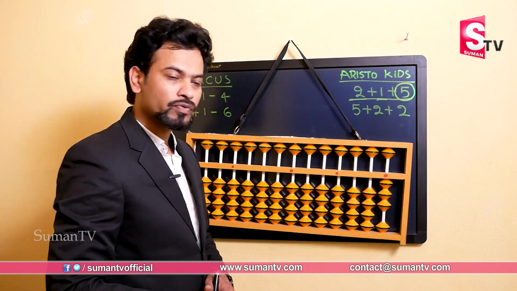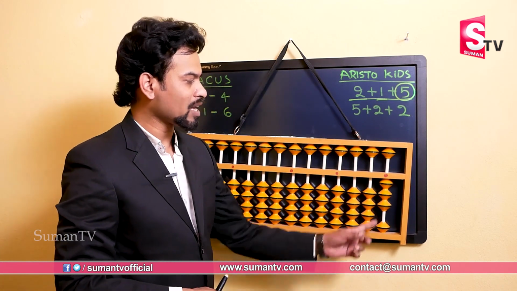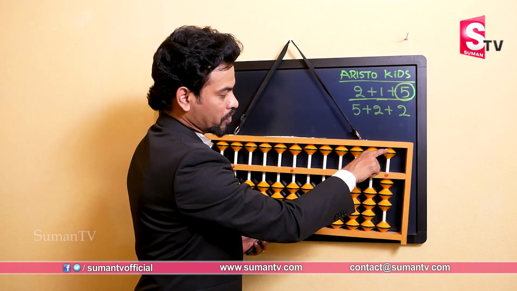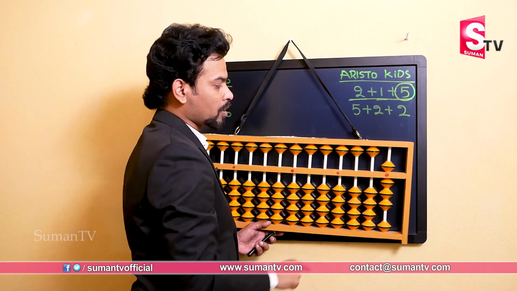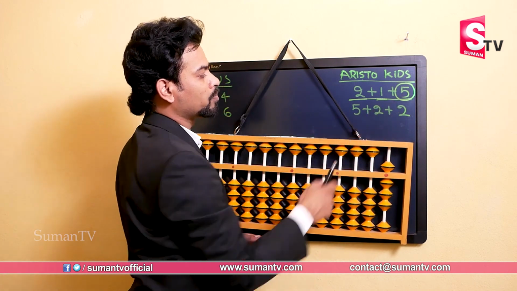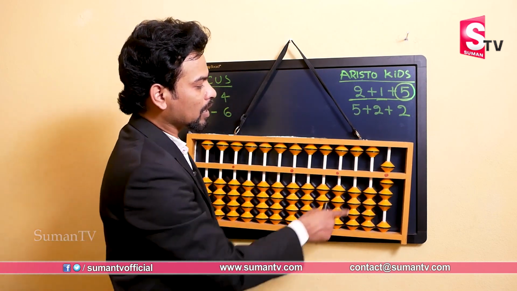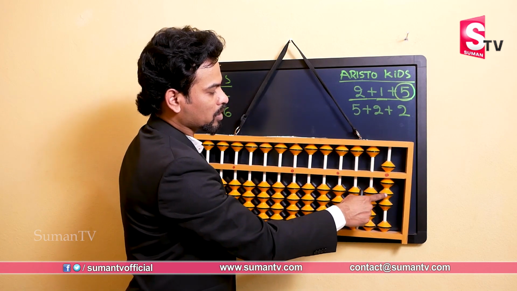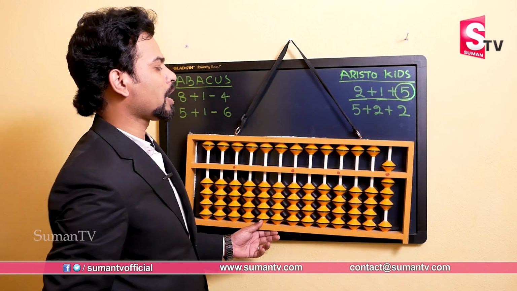Okay, where is 5? We don't have 5 on the downside, we have 5 on the upside. So here the upper bit, if we make it down with the index finger, this is plus 5. So 2 plus 1 plus 5, we got this much answer. How will we calculate? We will calculate from the upside. This is 5, plus 1 is 6, plus 1 is 7, plus 1 is 8. So the answer is 8.